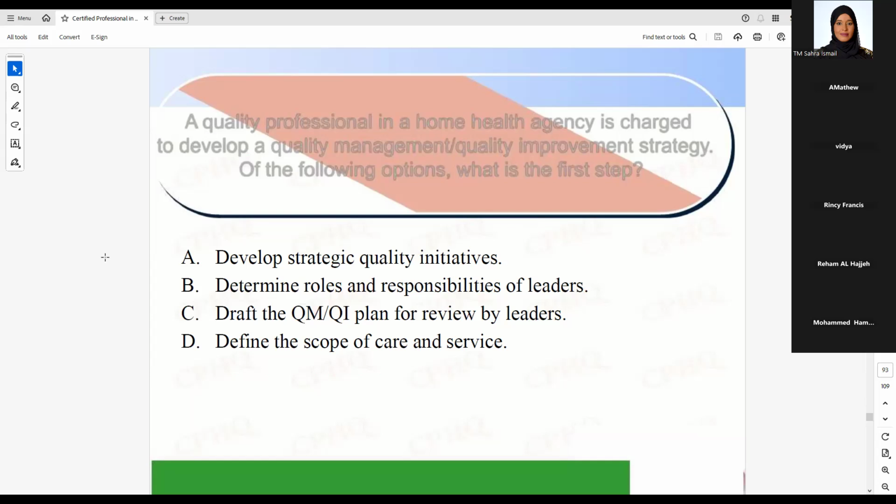Okay. Here it's saying a quality professional in a home health agency is charged to develop a quality management or a quality improvement strategy. Of the following options, what is the first step? Develop strategic quality initiative, determine roles and responsibilities of the leaders, draft the quality management QI plan for review by leaders, or define the scope of care and services.